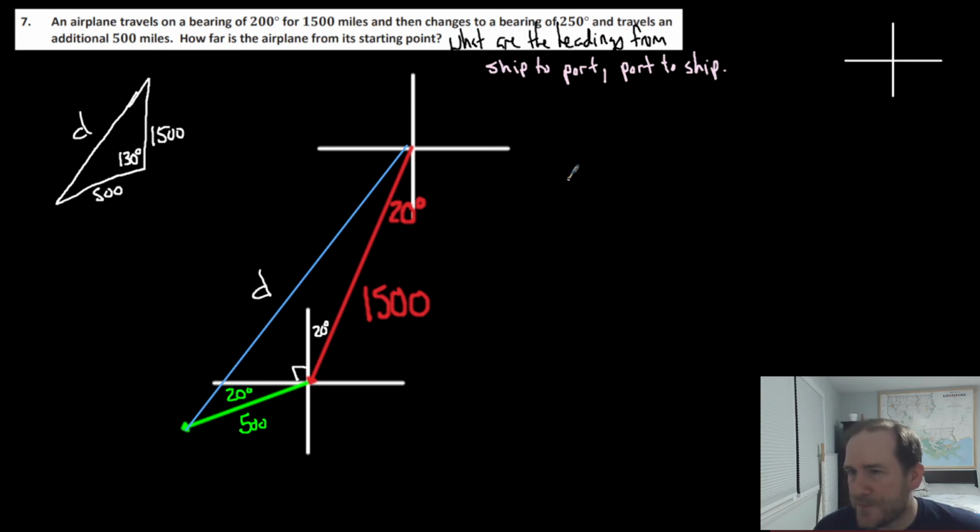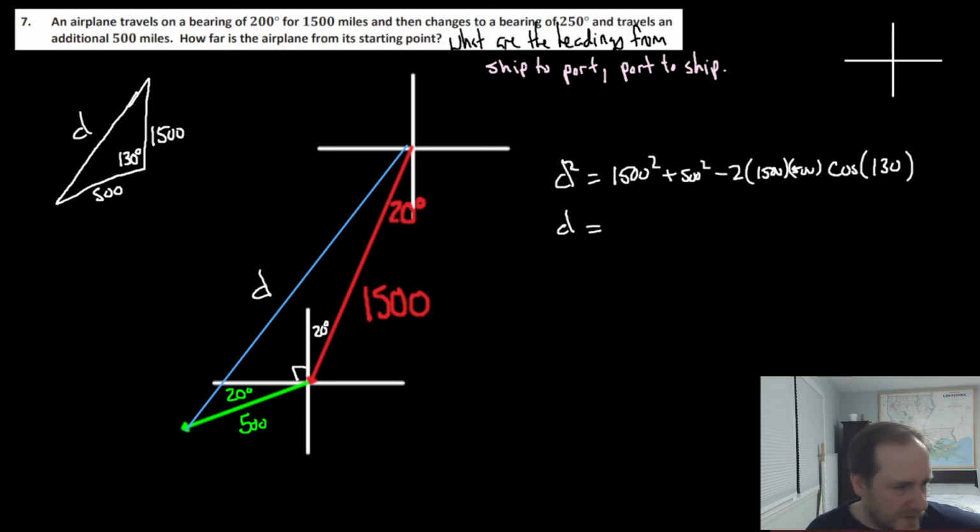So let's solve it. I'm going to skip some of these steps here and just cut to the chase. We know that c squared is going to be 1500 squared plus 500 squared minus 2 times 1500 times 500 times cosine of 130. That's d squared.